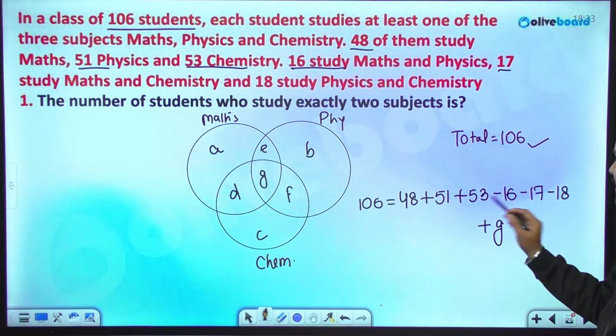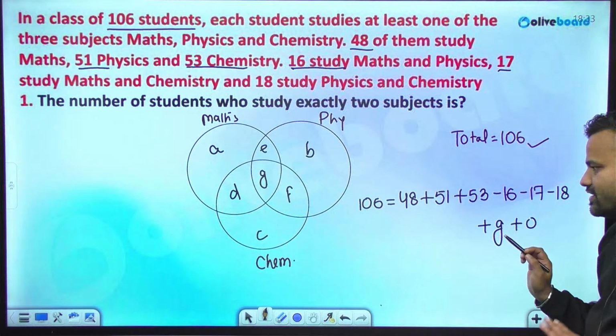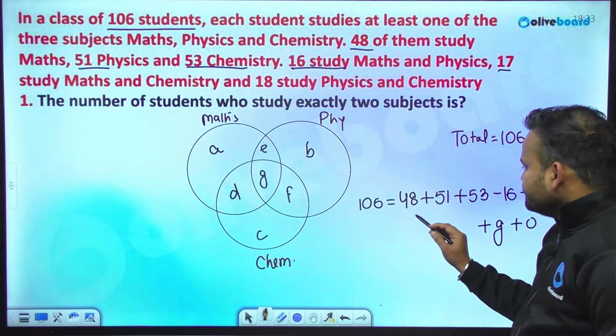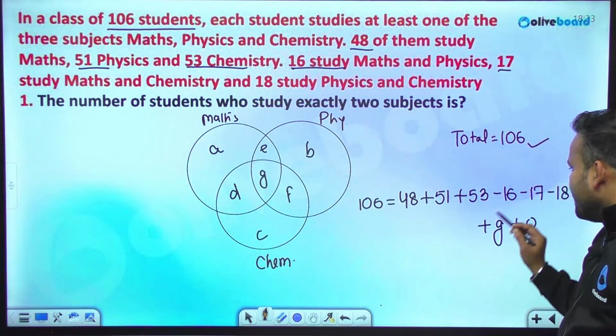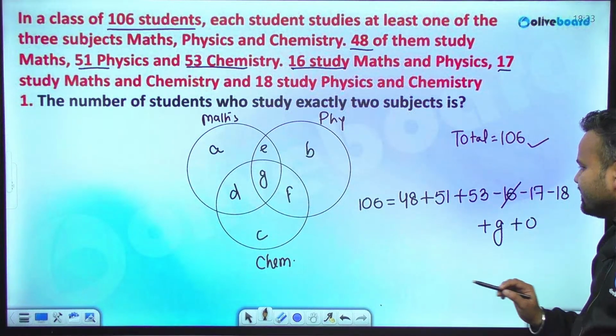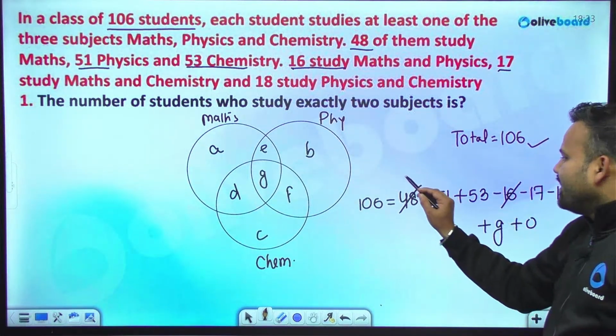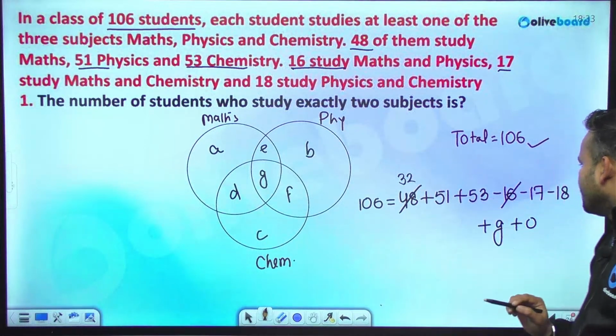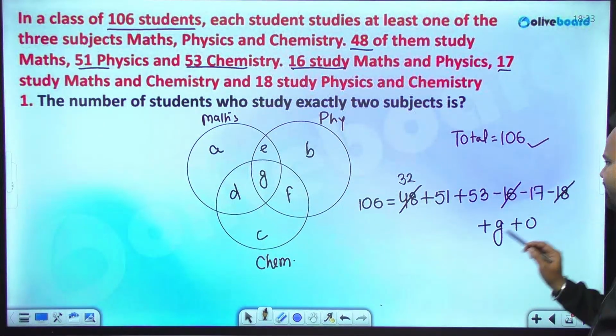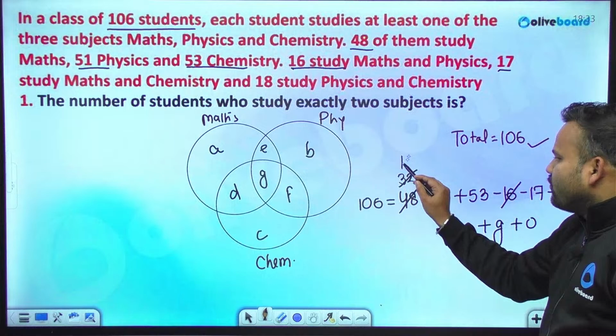See, 48, 51, 53, we need to find out the value of G. What is the value of G? See 48 and 51 and 53, and this is 16. Eliminate this 16 from 48. 16 will cut 48, so we will have 32 left over here. Clear? Eliminate this 18 from 32. You will have 14 over here.